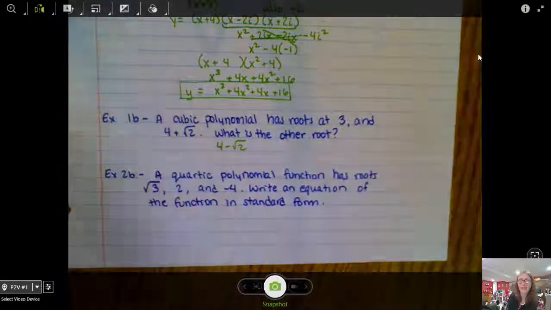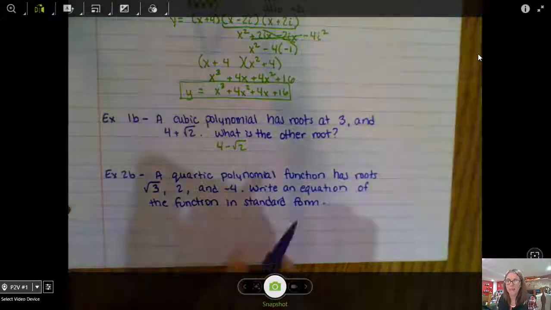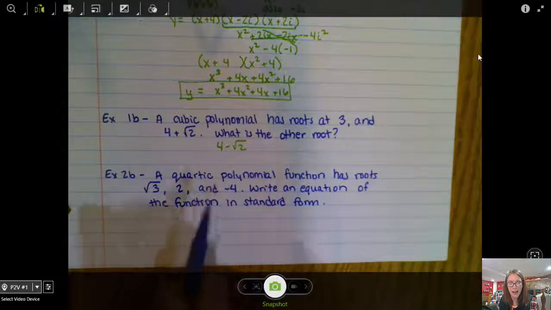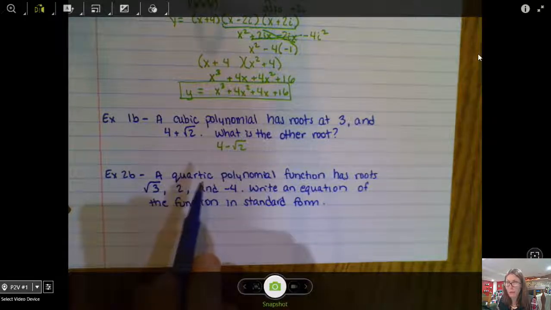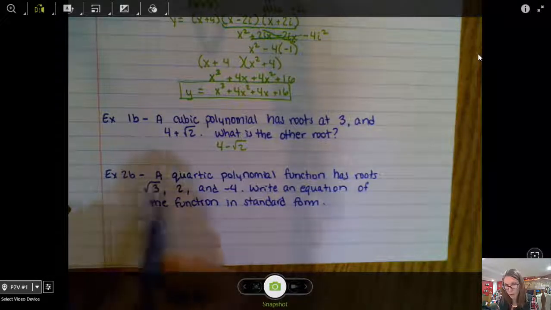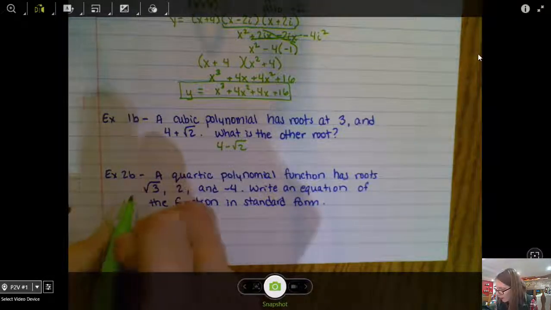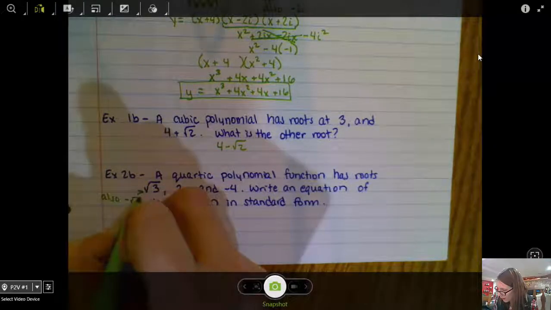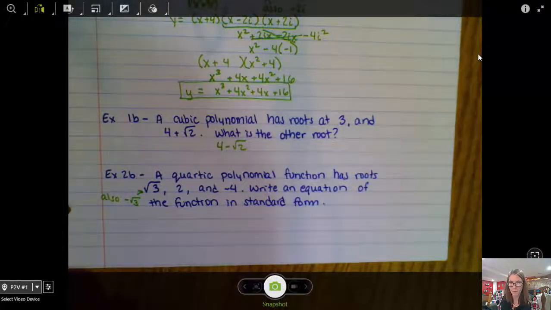All right, quartic polynomial here. If I have roots at square root of 3, 2, and negative 4, I am supposed to have 4 roots because it's quartic, 4th degree, but I only see 3 here. Pay attention to the square root of 3 though, because that means I also have a root at negative square root of 3. Okay, so let's work on writing our equation in standard form.